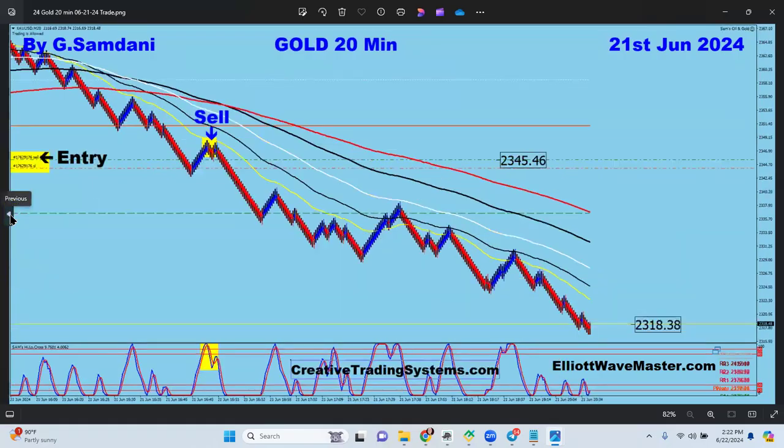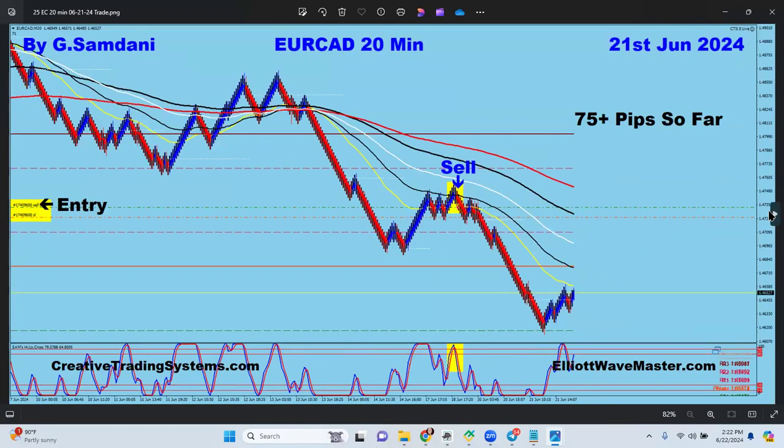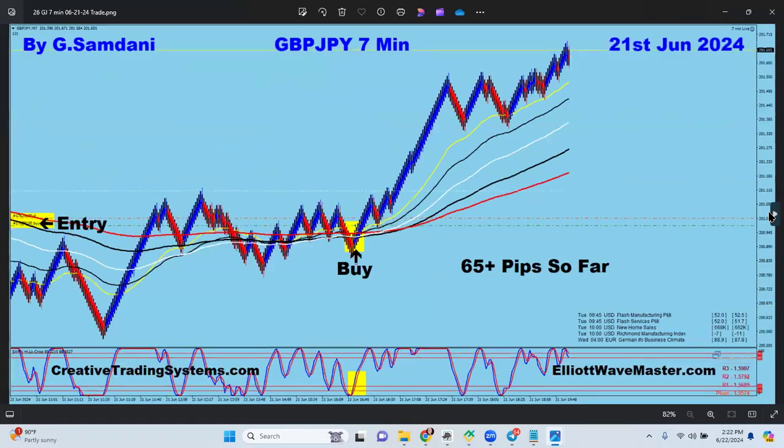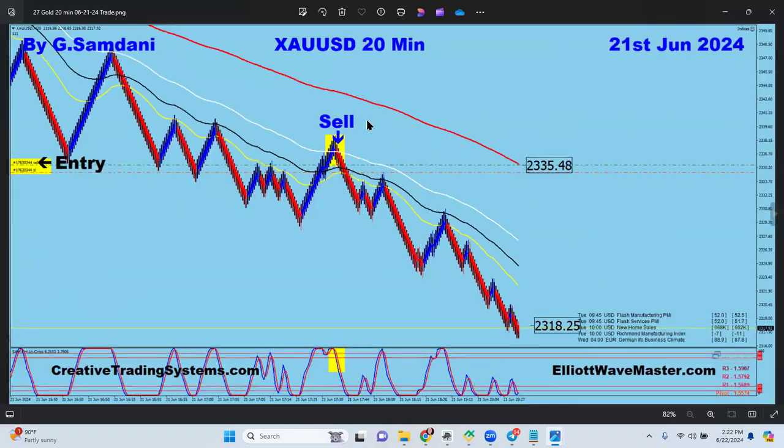Okay, gold. One of the gold ones is missing. Maybe later on it's going to come out. I recorded later. This is Euro CAD, and then this is Pound Yen going to the upside for 65. Maybe now the gold. Yeah, see, this is the one that Omer took, and usually you see the symbol here. I always write like gold 20-minute, and he uses the symbol. His computer already has the default symbol.